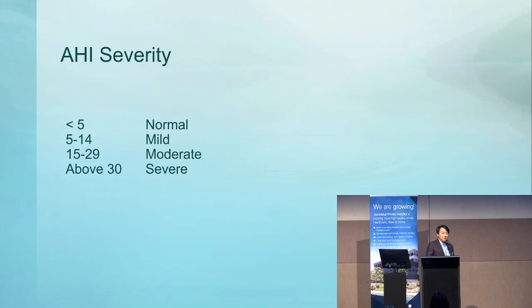And the severity, how do we quantify the severity? The normal is an AHI less than 5, mild is between 5 and 14, moderate between 15 and 29, and severe is above 30.